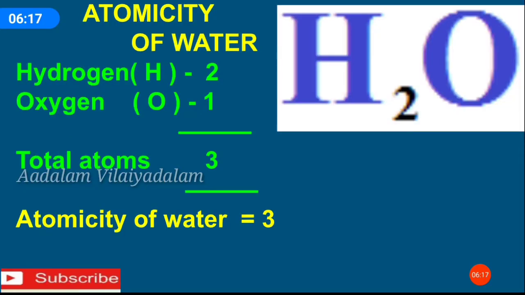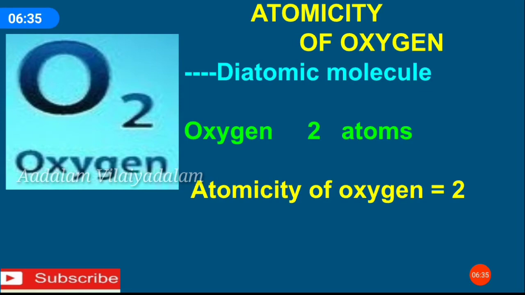Can you say the atomicity of a water molecule? One molecule of water contains 2 atoms of hydrogen and 1 atom of oxygen. Hence, the atomicity of water is 3. Let us calculate the atomicity of some of the molecules. Atomicity of oxygen. Oxygen is a diatomic molecule. It contains 2 atoms of oxygen. Hence, its atomicity is 2.